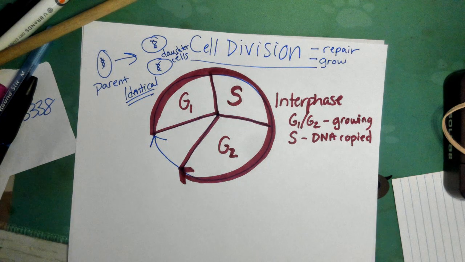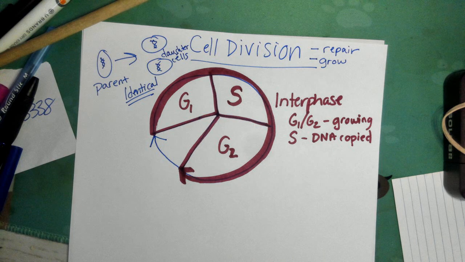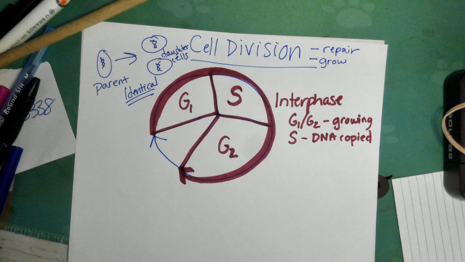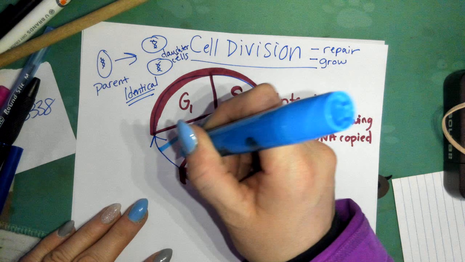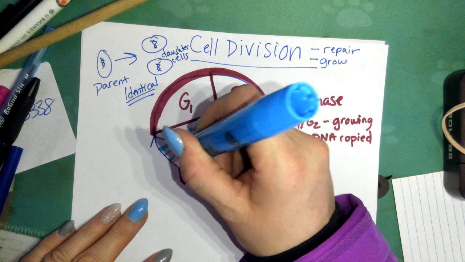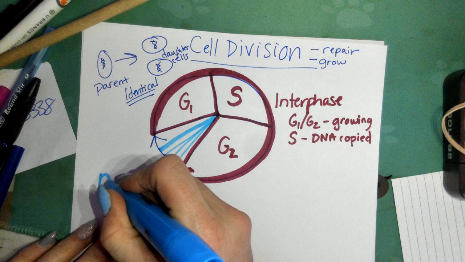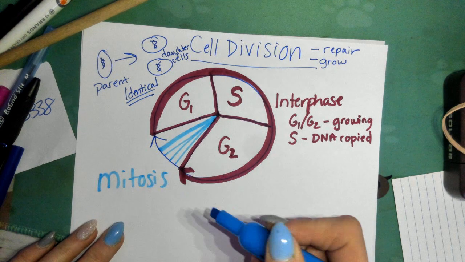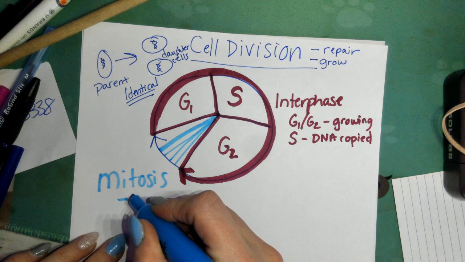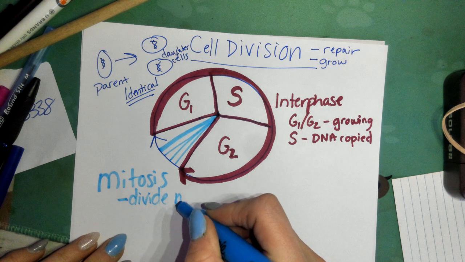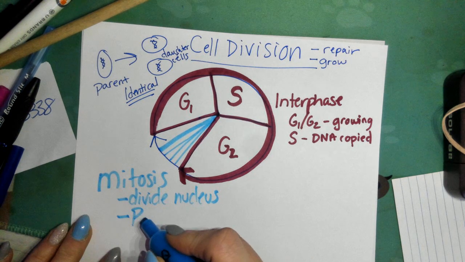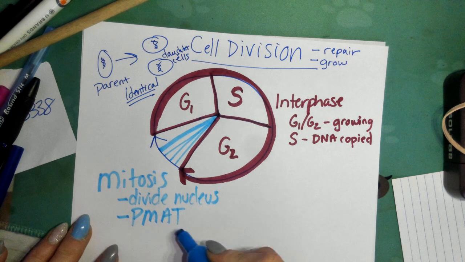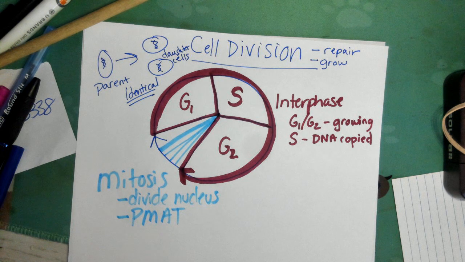So like I said, interphase is what the cells are going to spend the majority of their time in. After interphase, after the cell is prepared to divide, it's going to go through two parts. One is mitosis, and in mitosis, we're going to divide the nucleus. A great, easy way to remember mitosis is to think PMAT. That will help you remember the phases in mitosis.